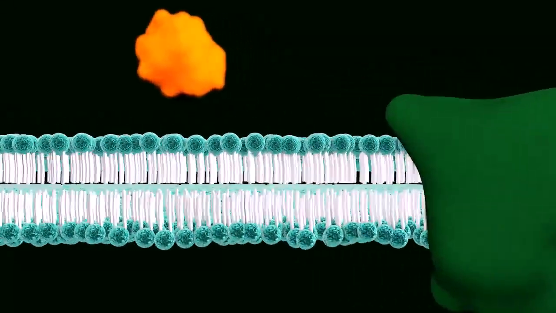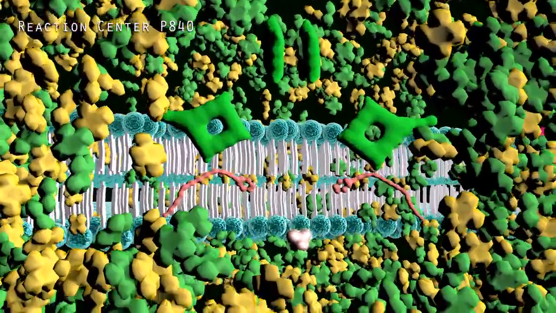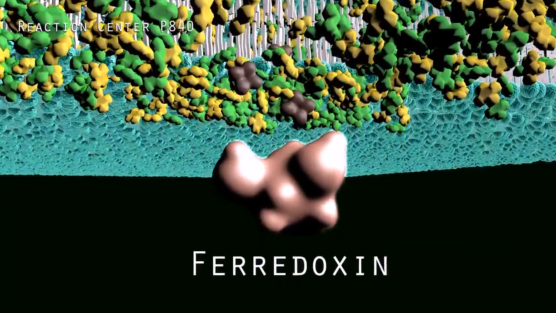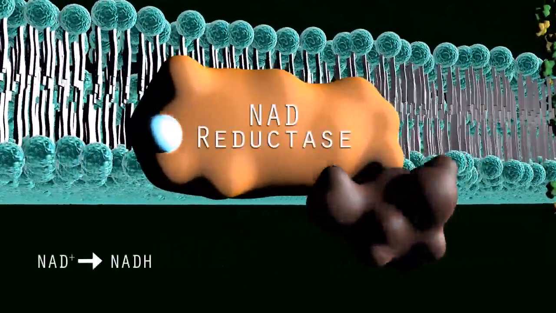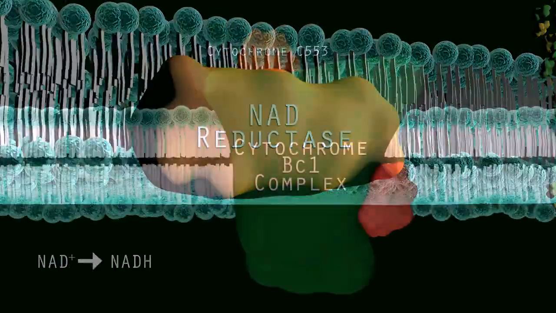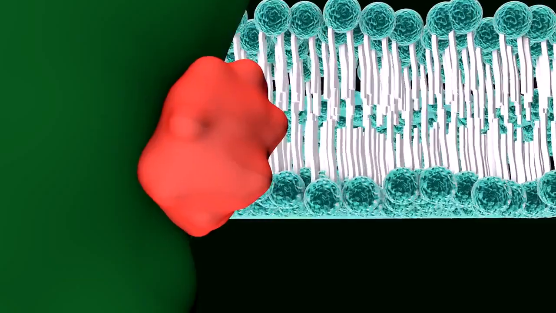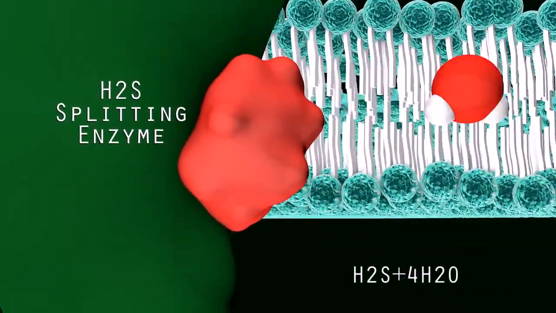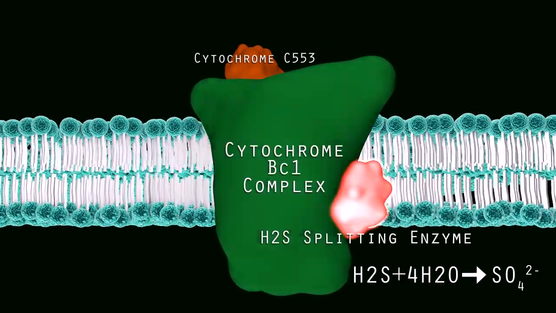Occasionally, an electron will continue down a series of iron proteins until it reaches ferredoxin. The electron would then be taken to an NAD reductase, where NAD gains an electron to become NADH. The lost electron in the cycle is replaced by splitting H2S with an H2S splitting enzyme. With the addition of 4 H2O molecules, H2S is converted to one sulfate molecule, and the electron is passed to cytochrome BC1.